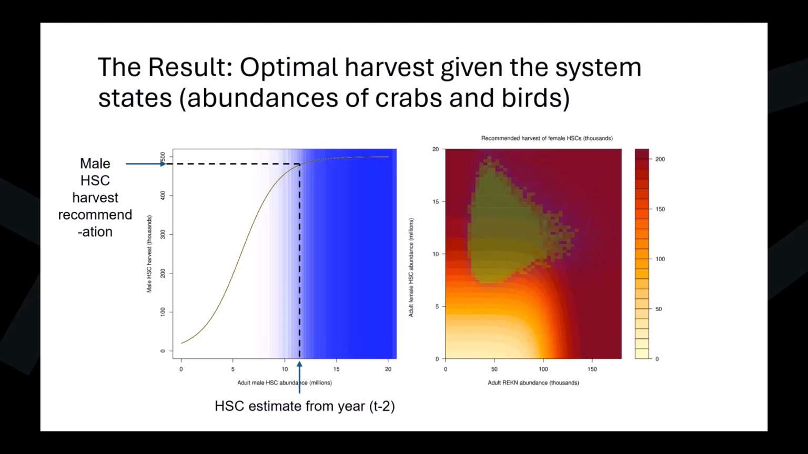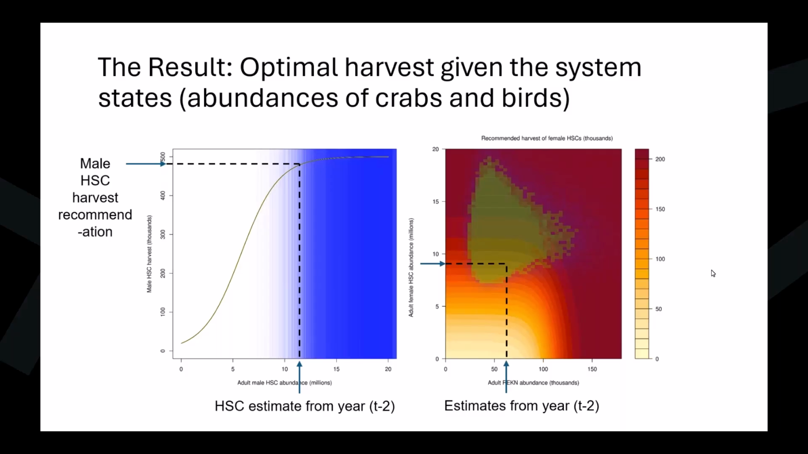Okay, so for the female recommendation, we have two inputs to that, two harvest factors. And so we have a two-dimensional, or sorry, well, it's really a three-dimensional image here, with the x-axis being red knot abundance, the y-axis being female horseshoe crab abundance, and the z-axis, which is coming out at you, being the recommendation. So why don't we find a value on there, and hopefully that'll be clearer.